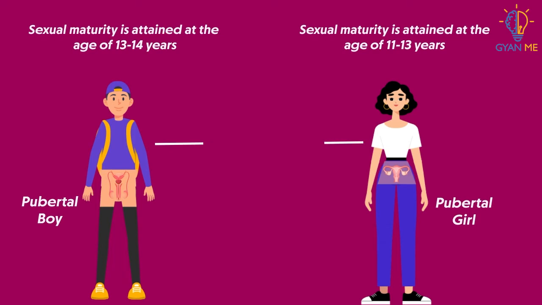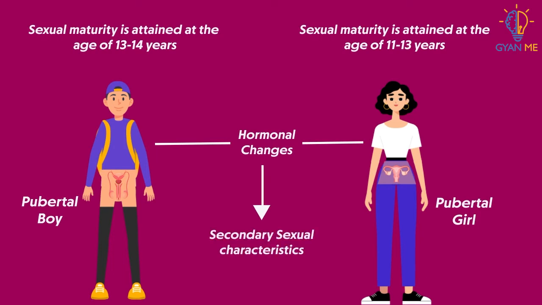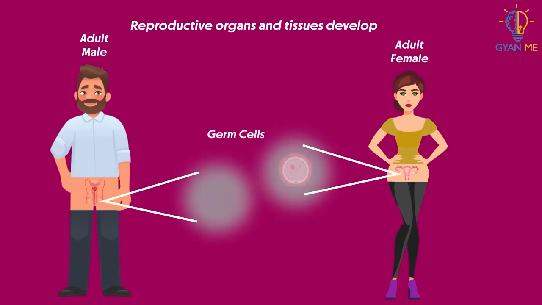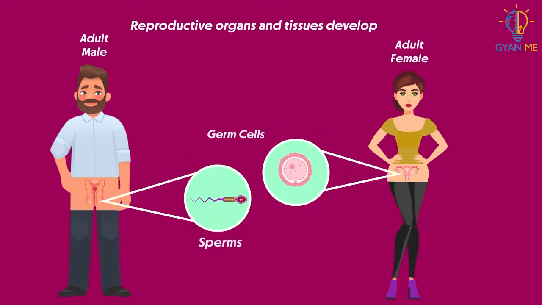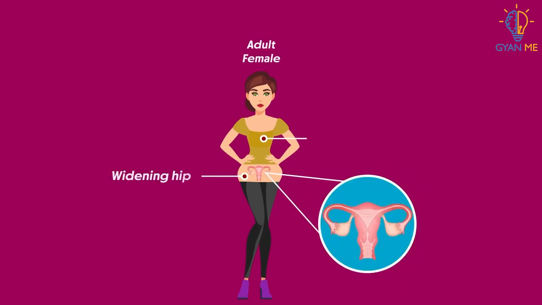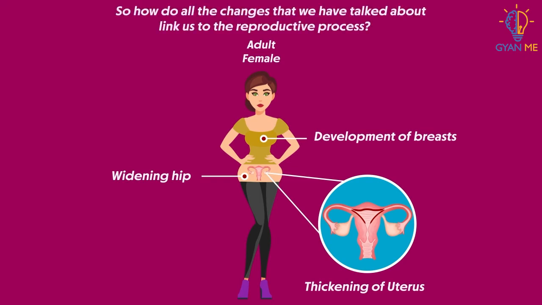During sexual maturity, hormonal changes take place in males and females, and secondary sexual characteristics are developed under the influence of these hormones. The reproductive tissues and organs develop and start producing germ cells, that is, sperms in males and ova in females. The female body prepares itself to take pregnancy by widening of hip, thickening of uterus, development of breasts, etc. So, how do all these changes that we have talked about link us to the reproductive process?